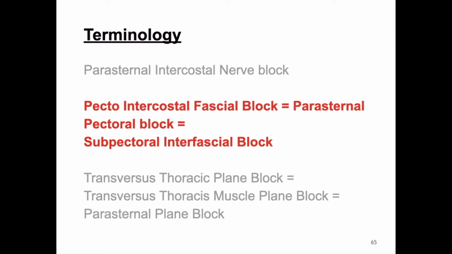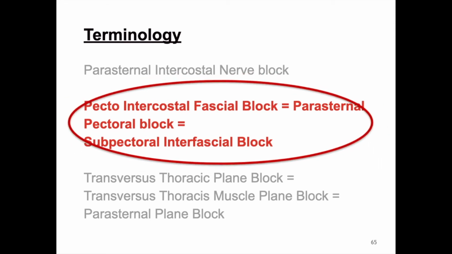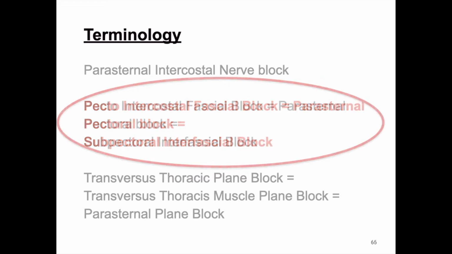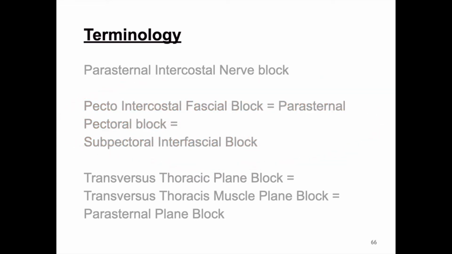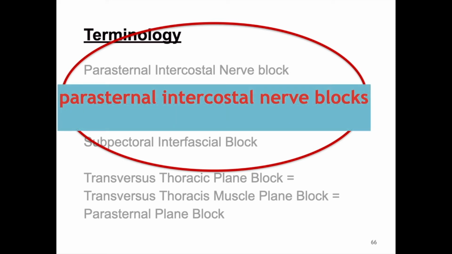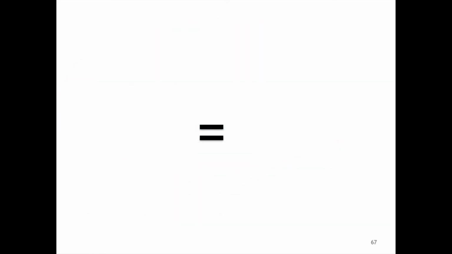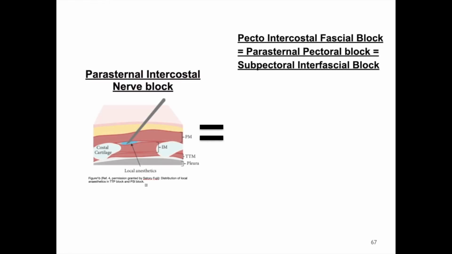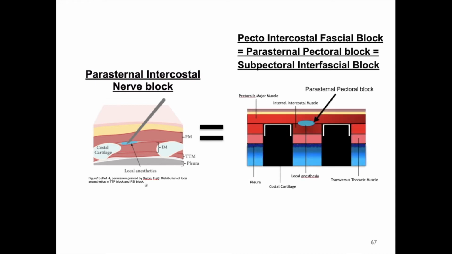As for the parasternal intercostal nerve block, in all these blocks, local anesthetic is injected into the plane between the pectoralis major muscle and the intercostal muscles. So for simplicity, let's call all the discussed blocks, which are displayed on the slide, parasternal intercostal nerve blocks, or simply PIN blocks, where the plane of local anesthetic injection is located between the pectoralis major and the intercostal muscle.